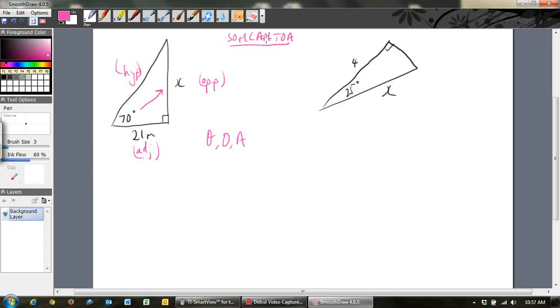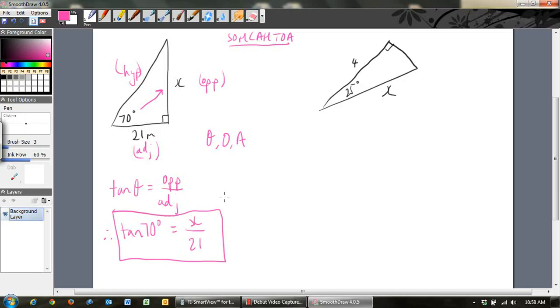Cos equals adjacent over hypotenuse. No, that doesn't work either, because we want something that has O and A in it. So let's look at tan. Tan equals O over A, opposite over adjacent. That is the one we want. So for this question, we've got tan theta equals opposite over adjacent. Therefore, tan 70 degrees equals opposite, which is x, over our adjacent side, which is 21. And that's the ratio for this triangle. That will help us solve for x in a second. I'll show you how to do that.